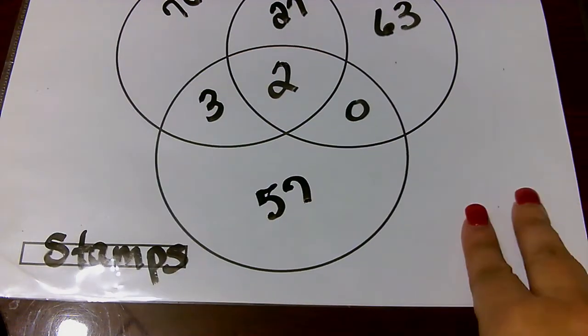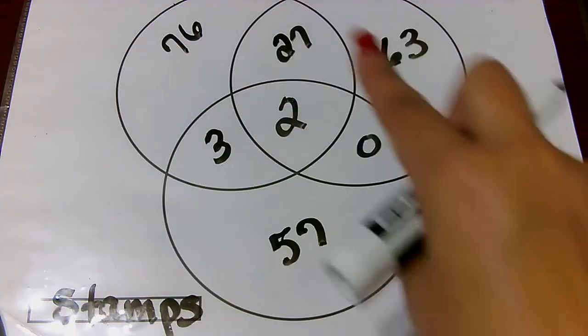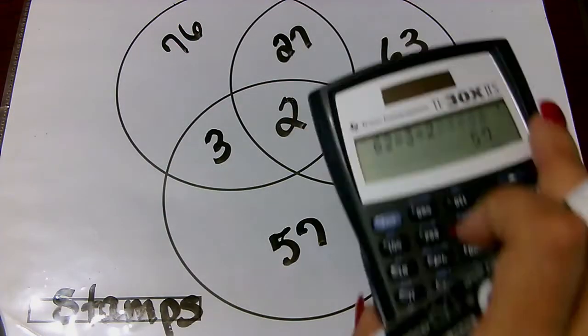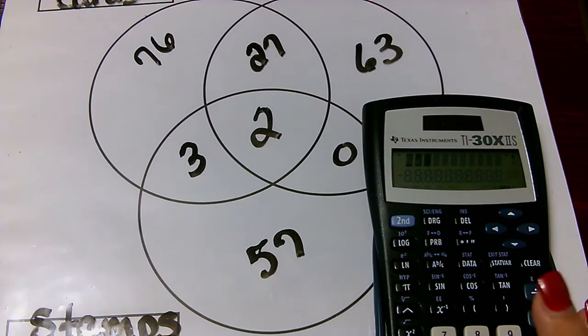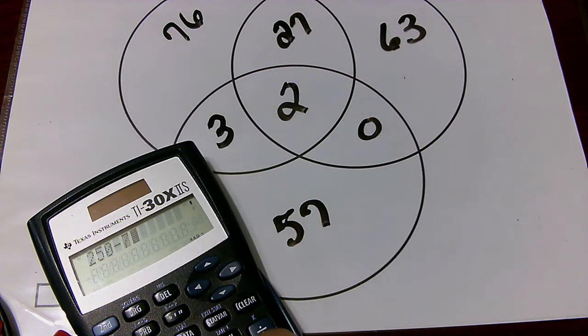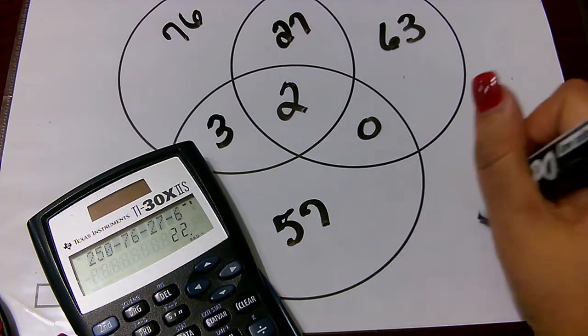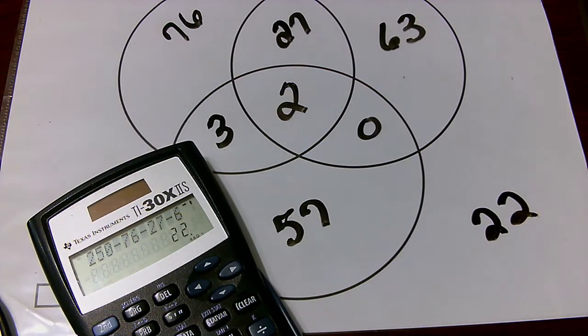Okay? Don't forget, you have to do the population of people who do not collect any of this type of memorabilia. So there were 250 people surveyed. I'm going to go ahead and put that in my calculator, 250. And now I'm going to take each of these numbers and subtract: minus 76, minus 27, minus 63, minus 3, minus 2, and minus 57. I have 22 people who do not collect baseball cards, comic books, or stamps.